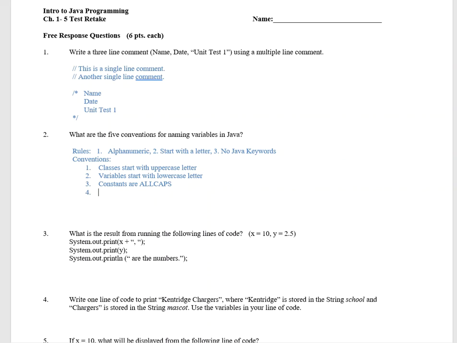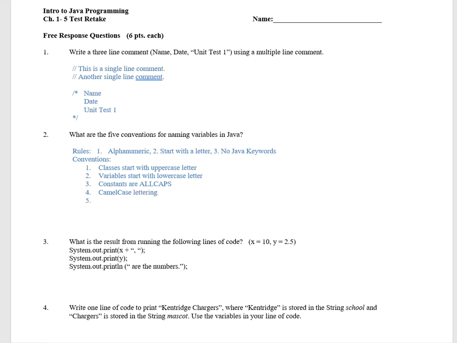Now, there's this other thing that we call camel case. When I take a variable like cost of goods sold, a big long variable, I can't put spaces in, so instead what I do is I capitalize the first letter of each word, and that's called camel case lettering. And then the last one, and this one is the only one that doesn't involve capitalization, is that we use meaningful names.